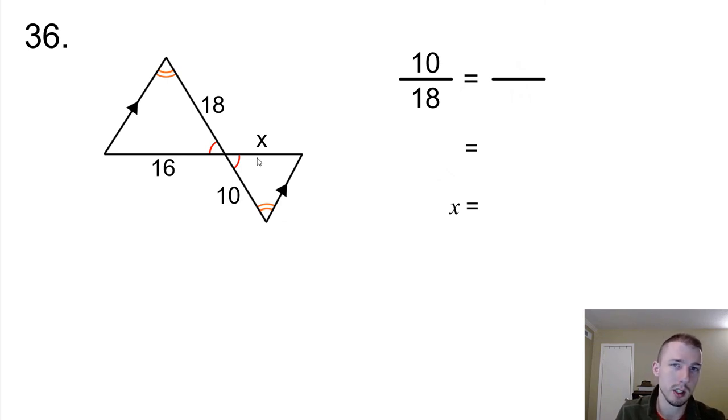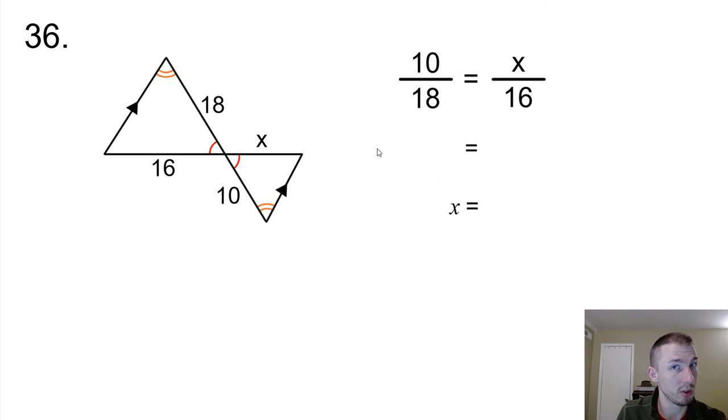So we can't just set up this one with the smaller with the smaller and the bigger with the bigger one. Instead, we have to look at the corresponding parts between the side that's included between two of the same angles. So the two angles we have here are the same as these two angles here, which tells us that the 18 has to correspond with the 10. So 10 goes to the 18, just as x goes to the 16.